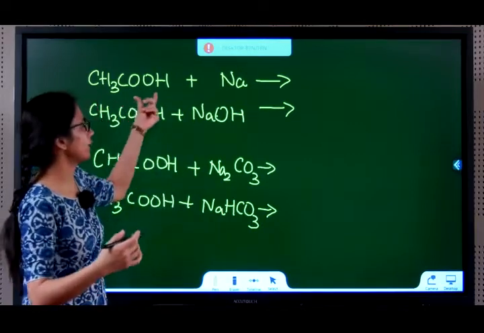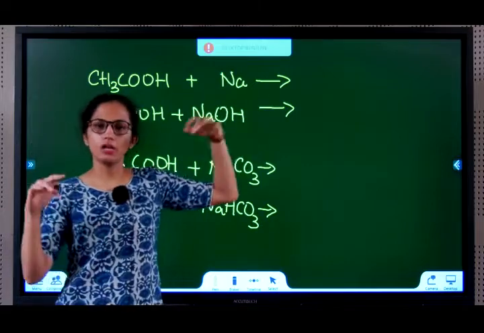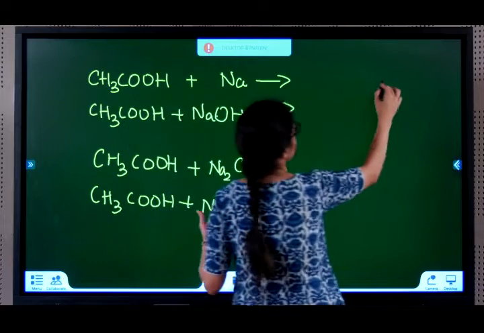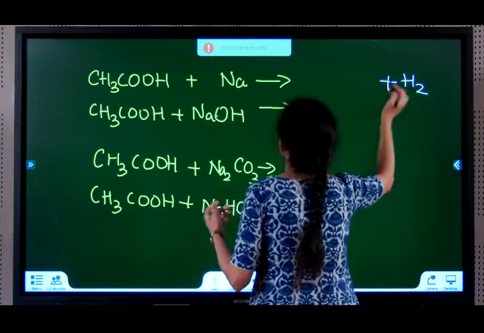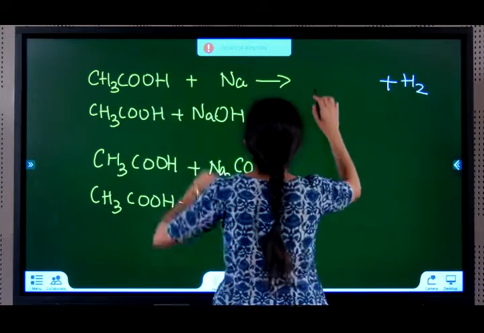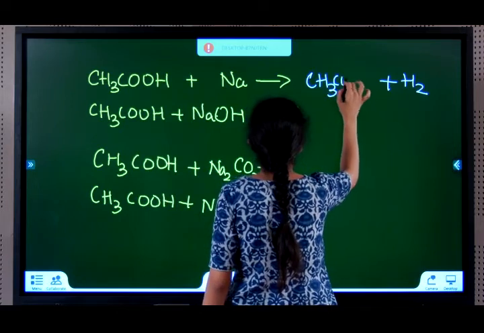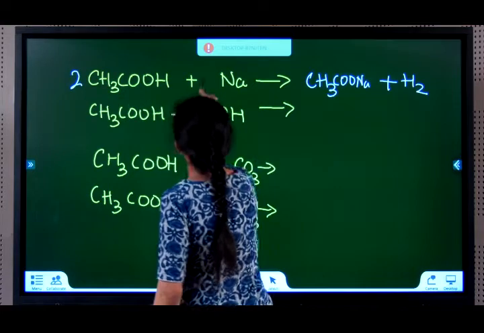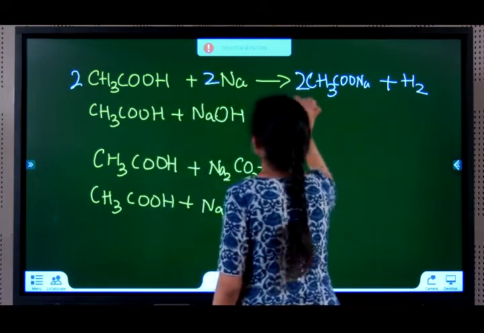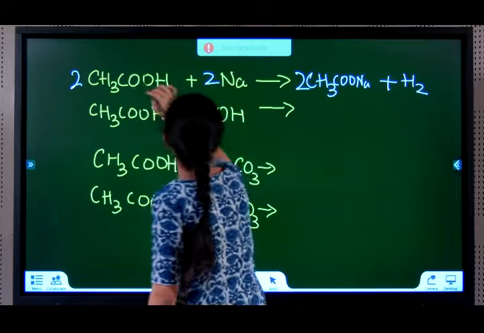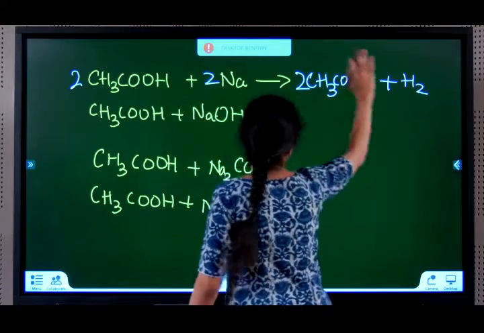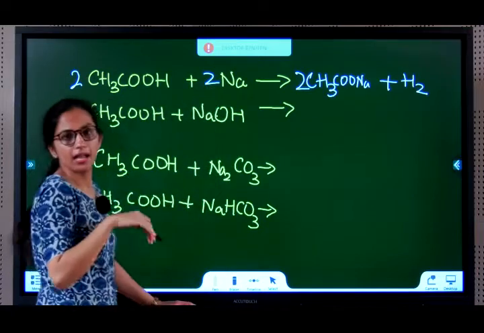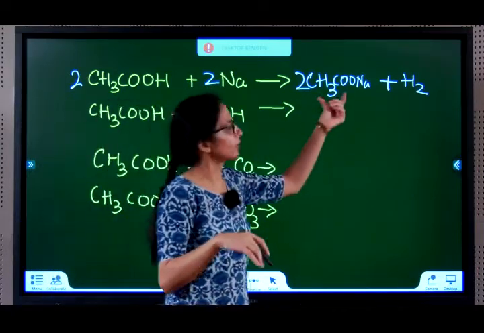If I take ethanoic acid and I put sodium in it, do I observe hydrogen bubbles? Do I hear a pop sound? Yes, same as what we learnt in ethanol. So Na will go and sit in the place of H. So CH3COONa, but it needs 2H, so it needs 2 acetic acid, 2Na. So in this reaction, Na replaces H, hydrogen gas is liberated. Ethanoic acid reacts with sodium to release hydrogen gas, and what is this?